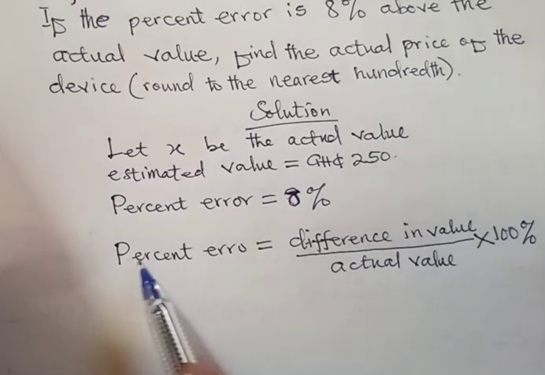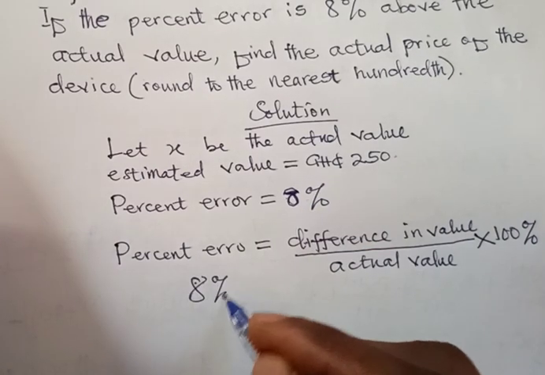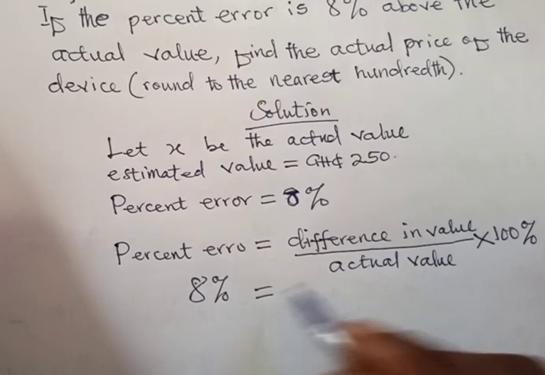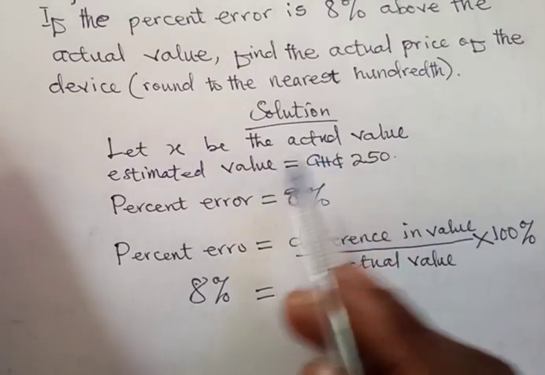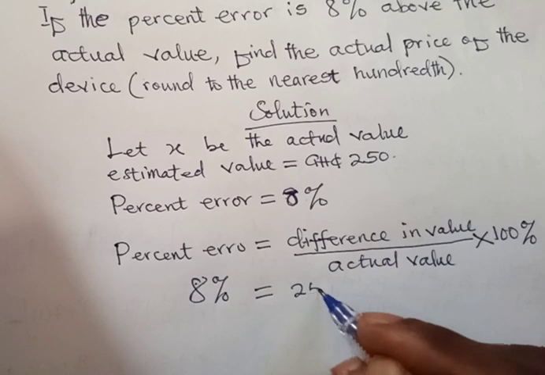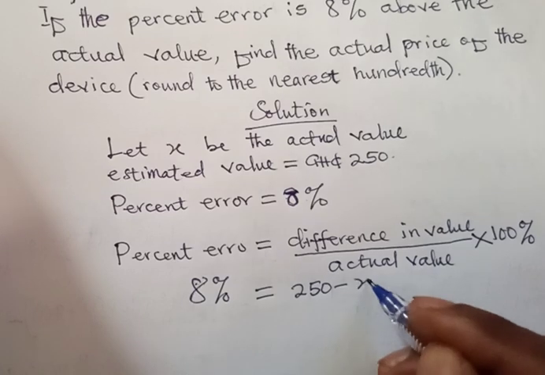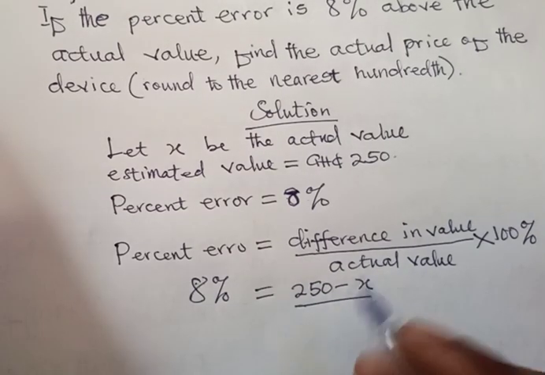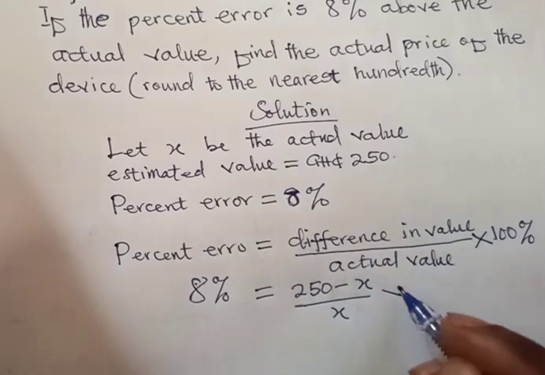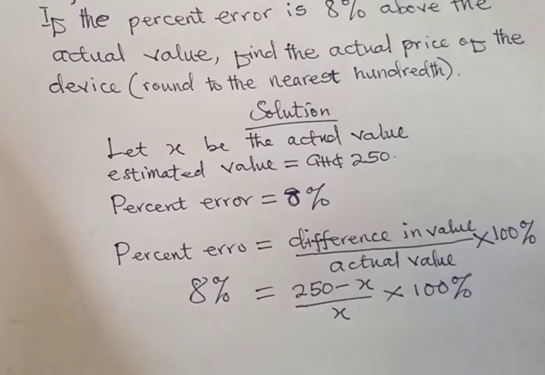Since we are given percent error as 8%, we write our 8% here, and it should be equal to the difference in value. We are finding the difference in the actual and the estimated value. So we write 250 minus the actual value, which we don't know. In this case, we use x to represent that, divided by the same actual value, which is x, times 100%. Great. So this is very, very basic.